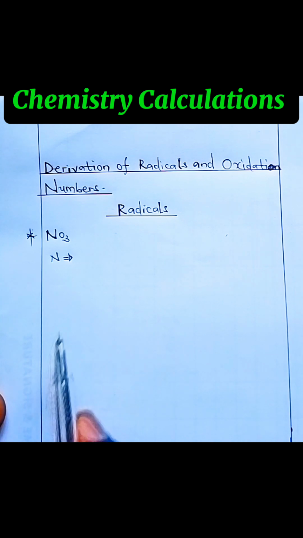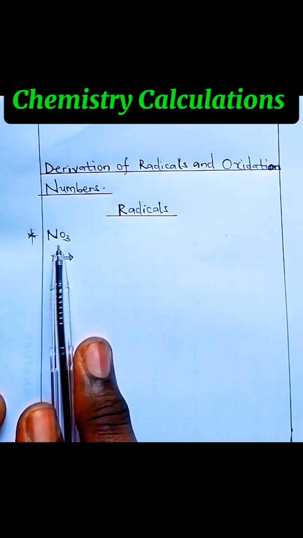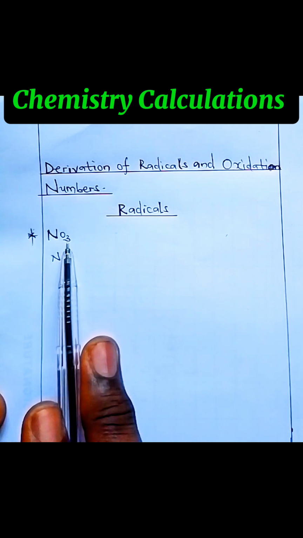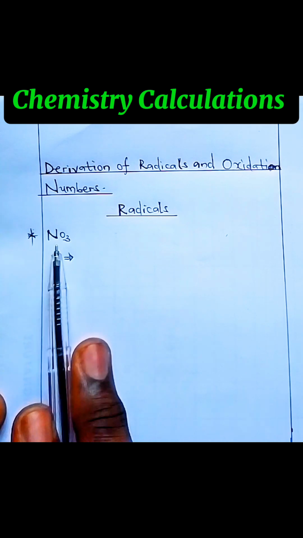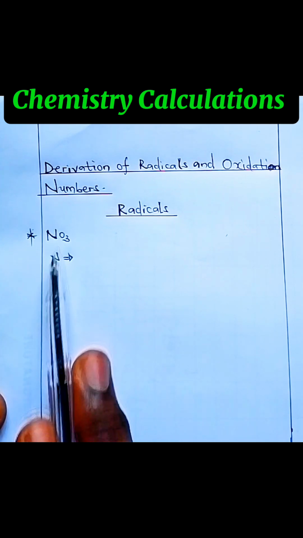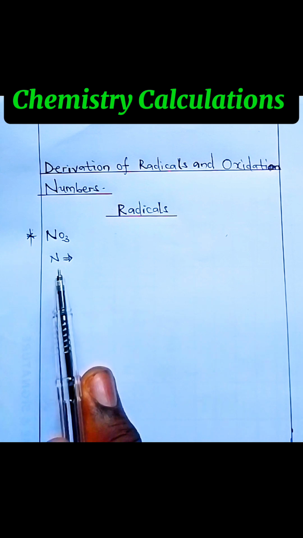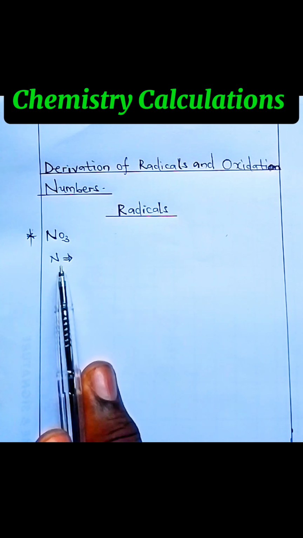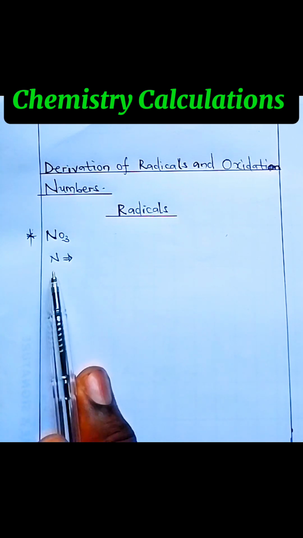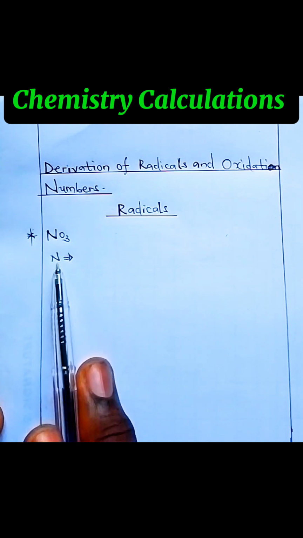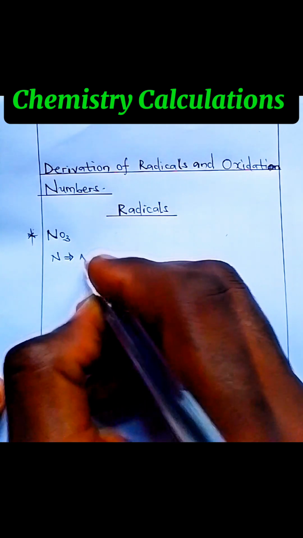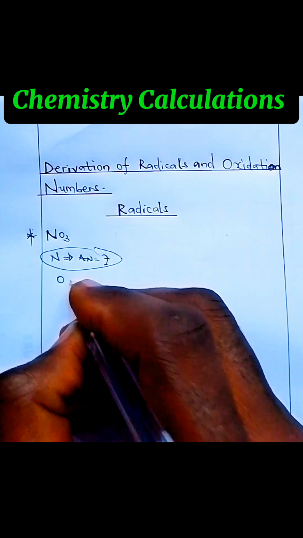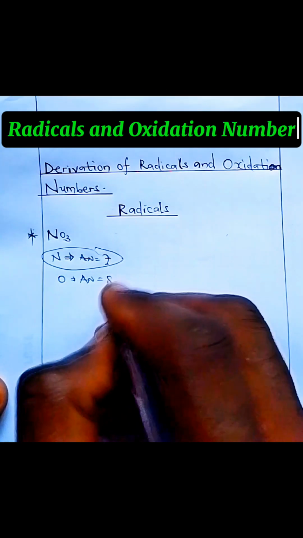So if you look at this right here, I have a complex ion, NO3, trioxonitrate(V). I don't know if this is going to be a positive ion or a negative ion, but with the knowledge of oxidation number, we could get the kind of ion that this is. We could get to know if this is going to be positively charged or negatively charged. So the first we have is nitrogen. Nitrogen has an atomic number of 7, while oxygen has an atomic number of 8.